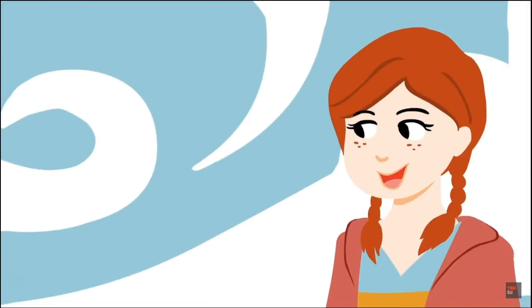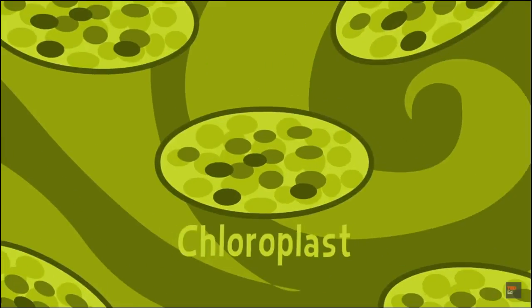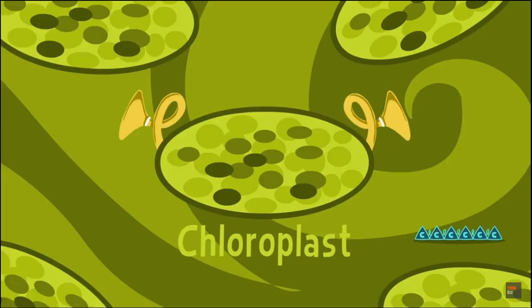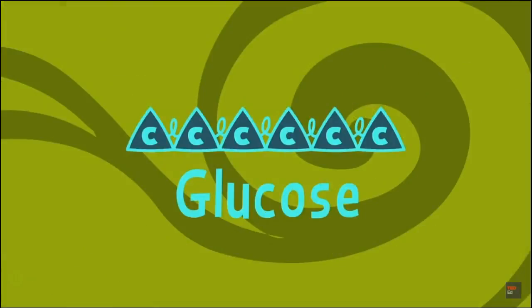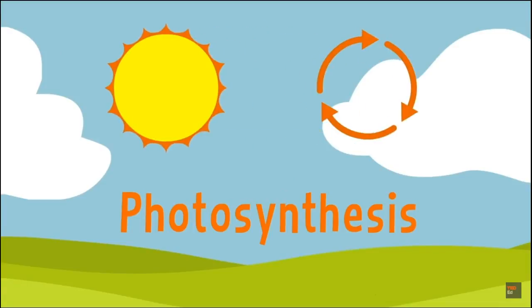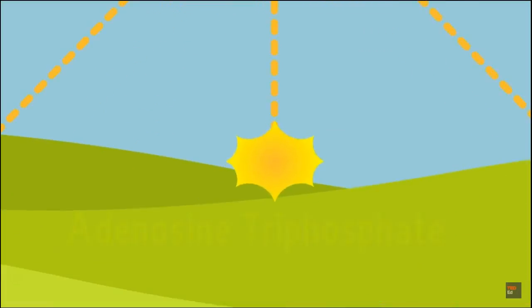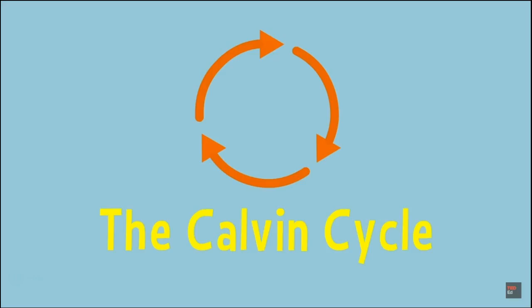But how does a plant's energy factory, housed in the stroma of the chloroplast, turn a 1-carbon gas like CO2 into a 6-carbon solid like glucose? If you're thinking photosynthesis, you're right. But photosynthesis is divided into 2 steps. The first, which stores energy from the sun in the form of adenosine triphosphate, or ATP. And the second, the Calvin cycle, that captures carbon and turns it into sugar.